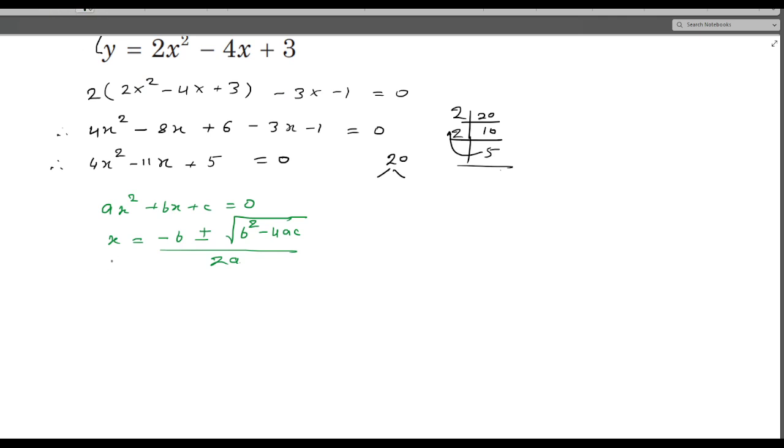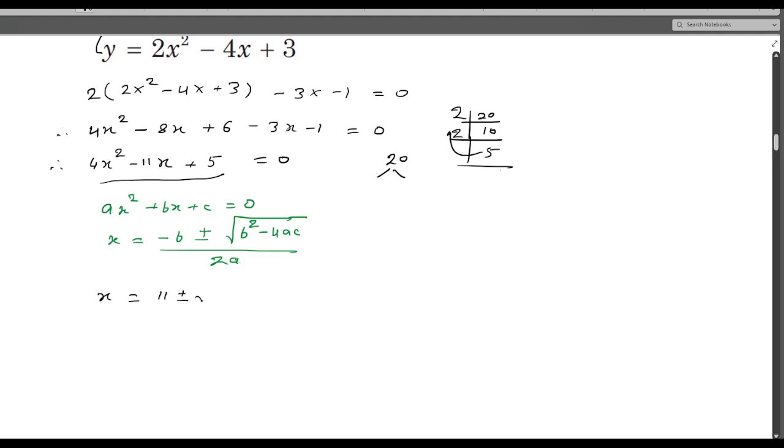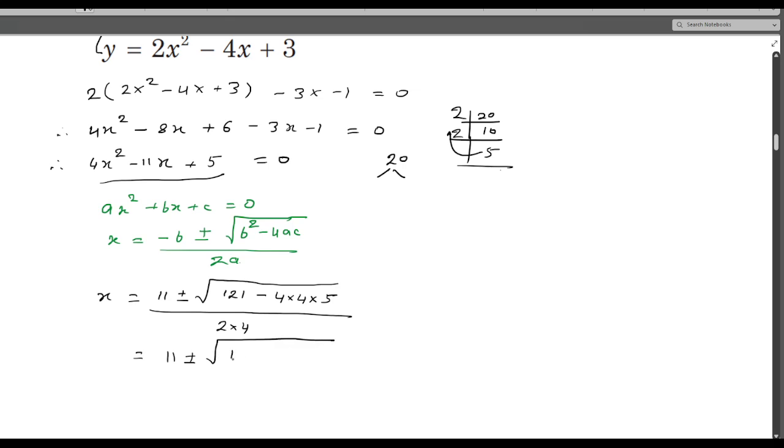Now in this equation, if I use the formula method, I will say that x is equal to minus b. Your b value is minus 11 here, so minus of minus 11 will become plus 11. So it is 11 plus or minus square root. Now if I take minus 11 square, it is 121. So 121 minus 4 times a, which is 4, c is 5, whole divided by 2 times 4. So this is 11 plus or minus square root of 121 minus 4 times 4, 16, 16 times 5 is 80, whole divided by 8.